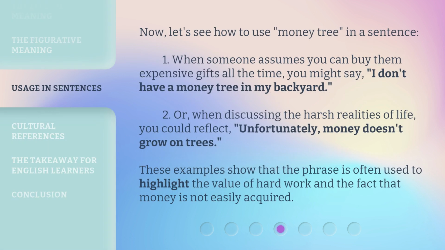Now, let's see how to use money tree in a sentence. 1. When someone assumes you can buy them expensive gifts all the time, you might say, I don't have a money tree in my backyard. 2. Or, when discussing the harsh realities of life, you could reflect, unfortunately, money doesn't grow on trees. These examples show that the phrase is often used to highlight the value of hard work and the fact that money is not easily acquired.